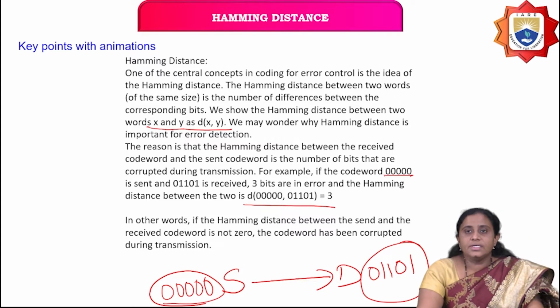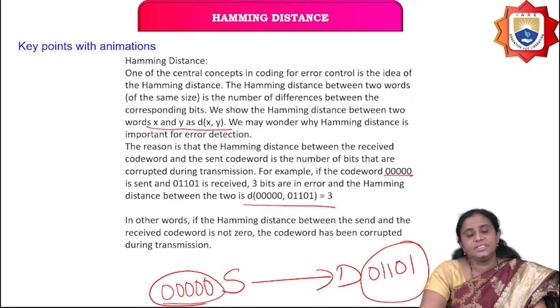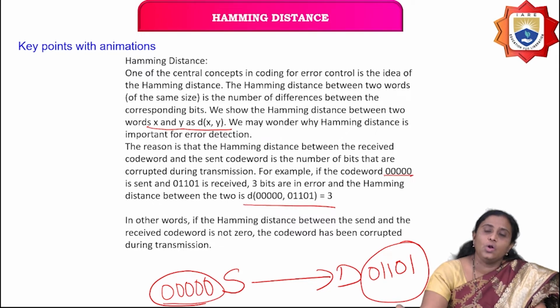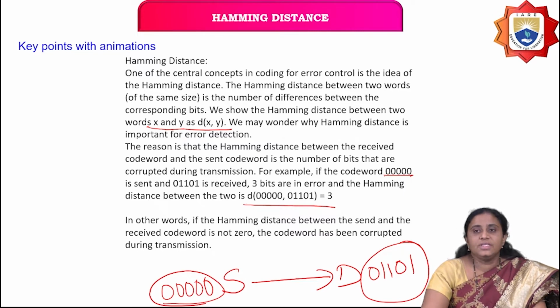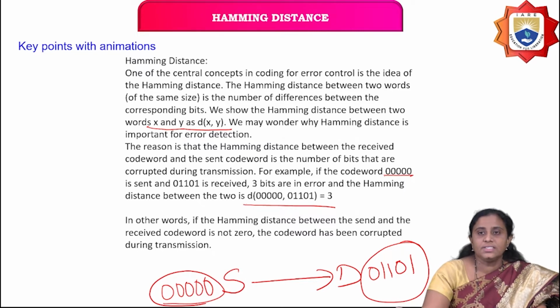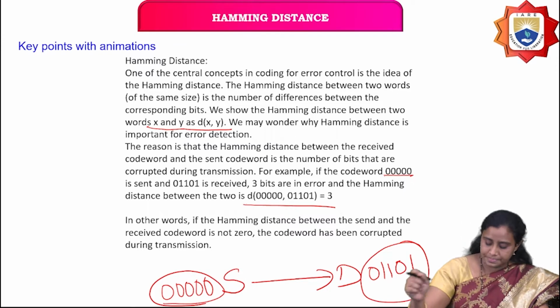So in other words, if the Hamming distance between the sender and the receiver code word is not zero, the code word has been corrupted during the transmission of data from one sender to another receiver.